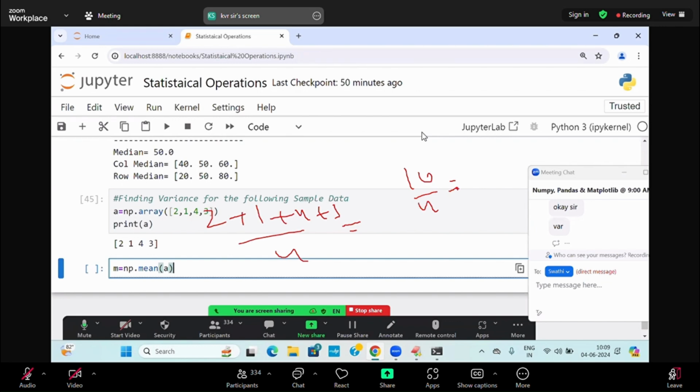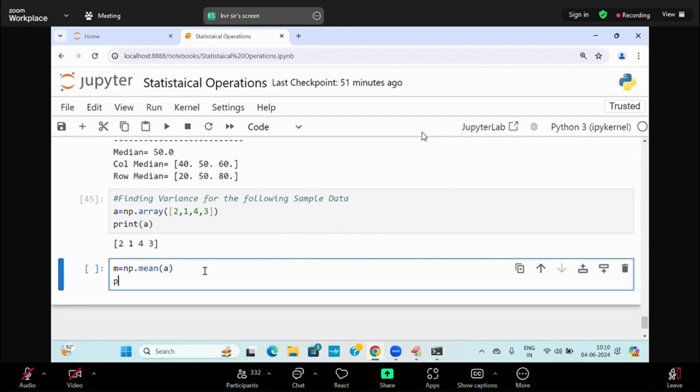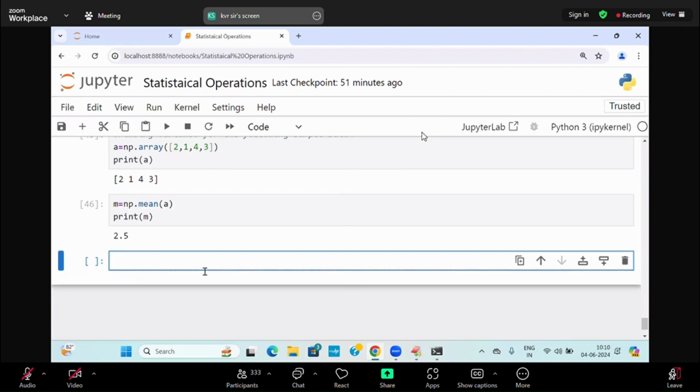10 by 4 is how much? 2.25. When you speak something, you will get it. When you sit like a statue, nothing will come. Sit down. 2.5. 2.5 is the mean. Print M. 2.5.